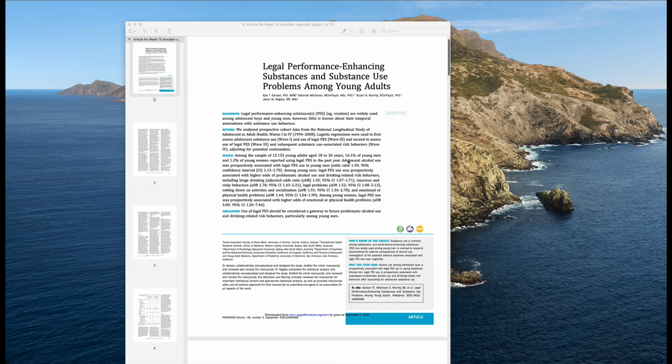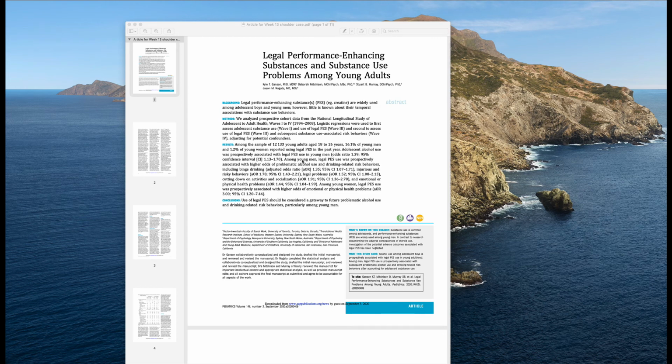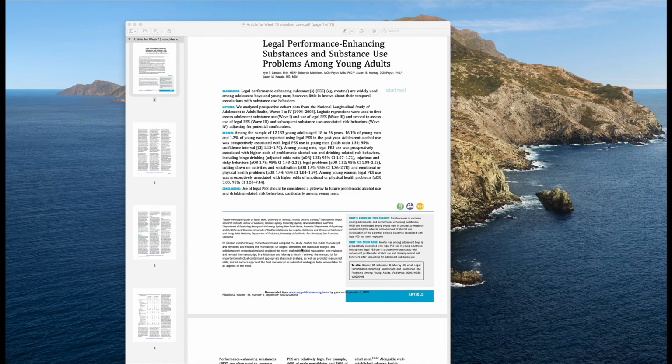So let's jump to the article very briefly here. This is prospective cohort data from a national longitudinal study of adolescent health and adult health waves. So essentially, this is a survey that was sent out to a whole bunch of young adults, and they specifically pulled out information about the use of legal performance-enhancing substances, and it talks in the article about what those are, and then risks of down-the-line substance abuse and risky behavior.